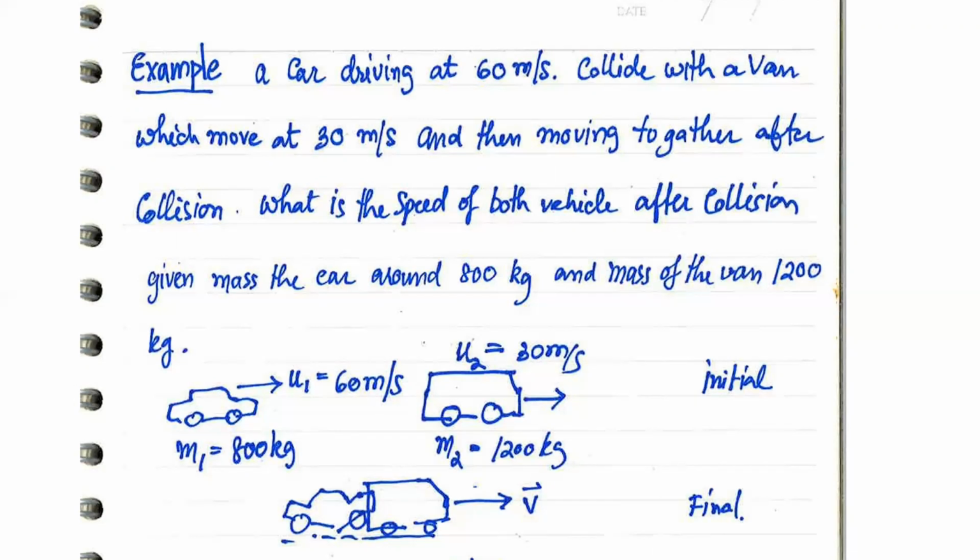Okay. What is the speed of both vehicles after collision, given the masses? The given mass of the car is around 800 kilograms, and the mass of the van is 1,200 kilograms. Okay. 800 kilograms is roughly the mass of a sedan car. The mass of the van of 1,200 kilograms is a little bit low, actually, with a lot of people on it, but let's assume that it is that case.